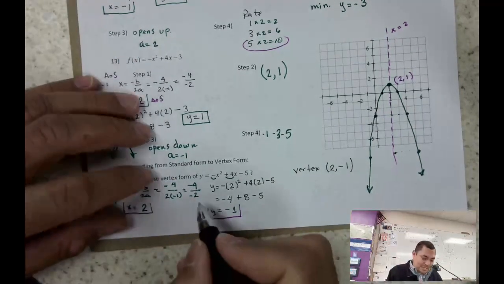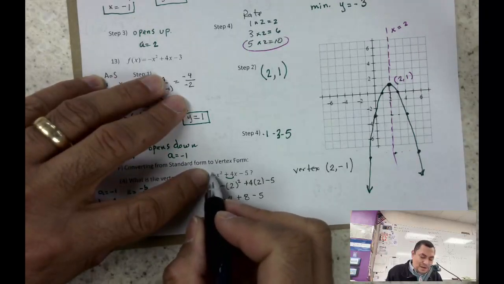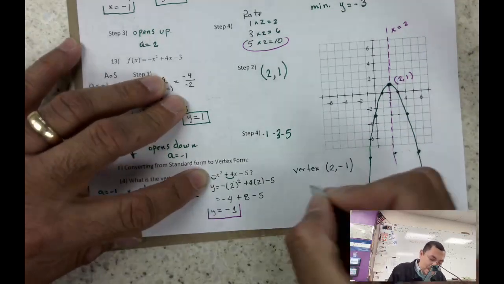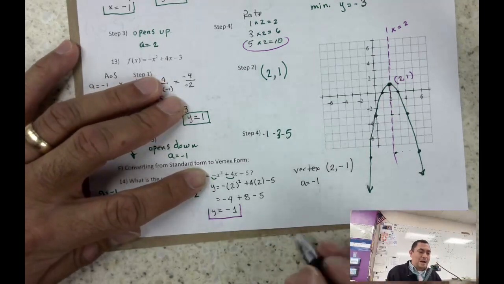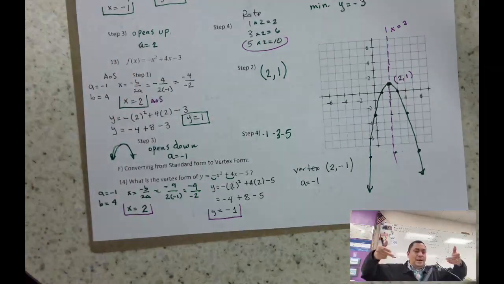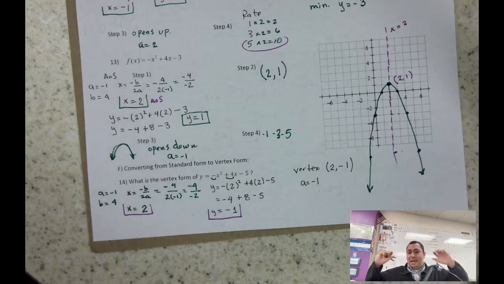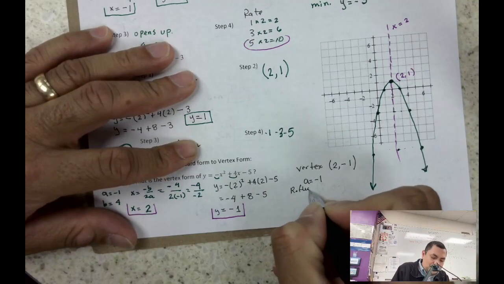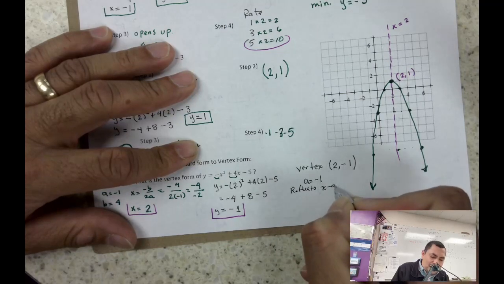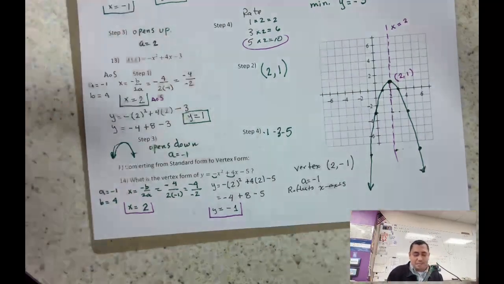The rate is 1. The value of a is 1, but negative. a equals negative 1. Now, what else do we have? It's reflected in the x-axis. That's the reason why it's negative. I'm going to write here, reflects in the x-axis, because it's negative.